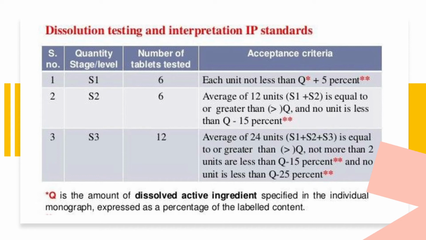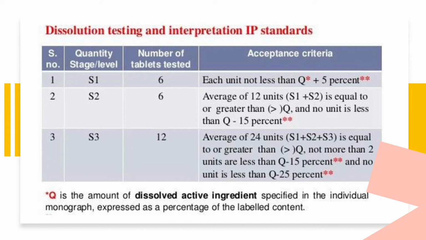So when we do the complete dissolution study, each unit here refers to each tablet. Each tablet, as compared to the official pharmacopoeia, should not have less than the expected amount of the drug in the solution, which is Q plus 5%. If any single tablet has the labeled drug percentage less than Q plus 5%, then you need to go ahead to stage 2.